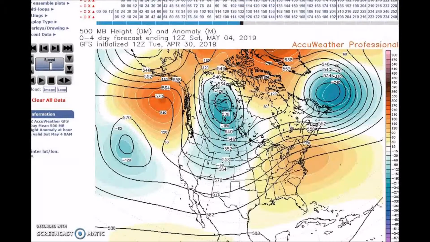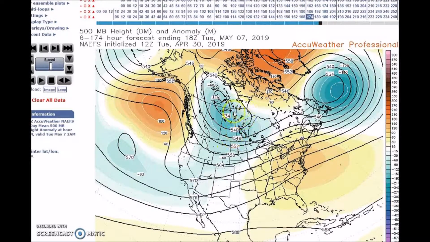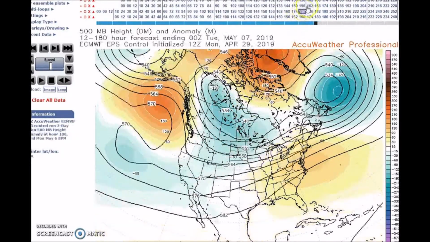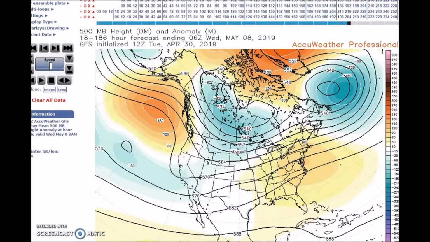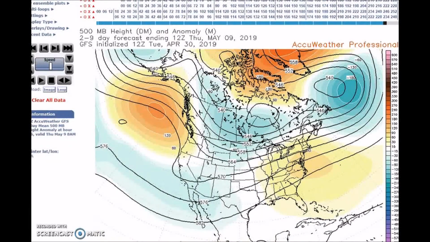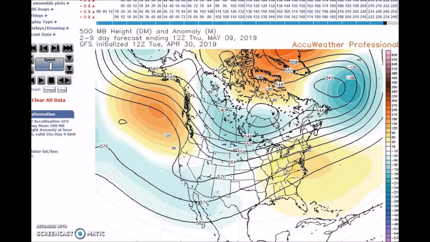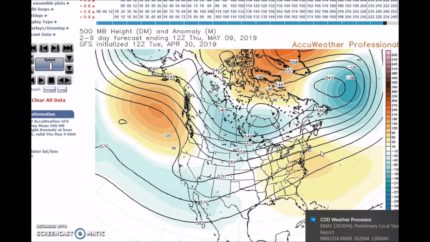Okay, now we're going to look at the period for May 6th to the 10th. And here's the pattern. The pattern doesn't change very much. Still have a ridge here. We have our upper low over western Canada. You can see it separates here. Here's one piece of the upper low, and here's the other piece. The models are in good agreement with this. We still have a split flow with above normal heights in the east.